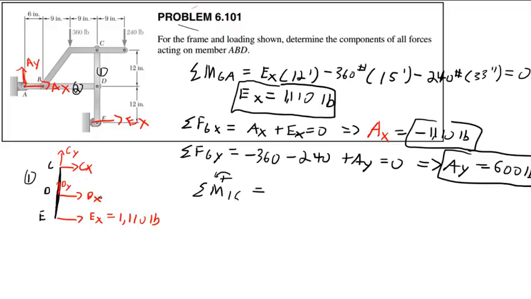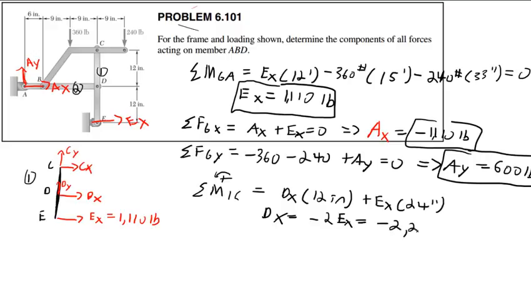This is going to allow us to get DX. Because this one, and this one will not generate a moment there. So we'll have DX times a distance of 12 inches plus EX times a distance of 24 inches, which leads us to DX equals negative 2 EX. Or negative 2,220 pounds, like so. That's going to be one of our answers, actually.